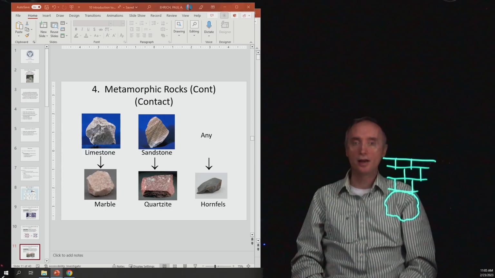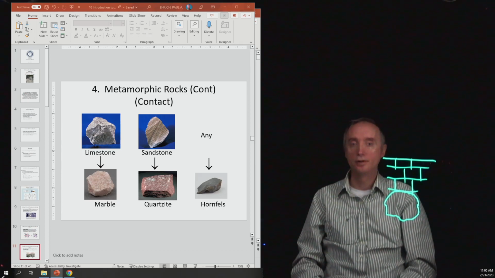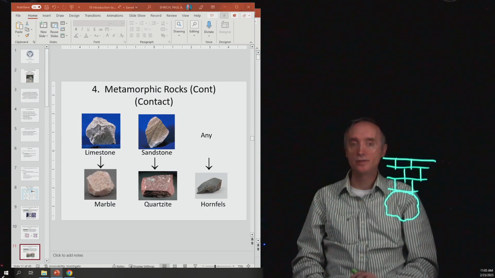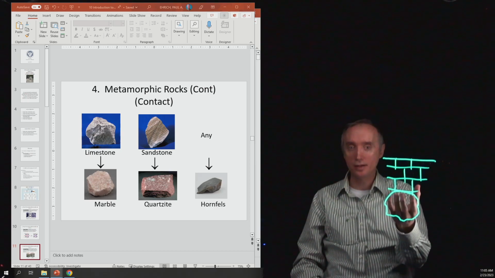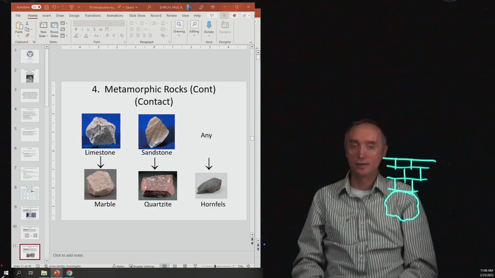Okay, then another kind of contact metamorphic rock is going to be called a hornfels. And so you notice that you can basically start with any kind of rock and then subject it to heat, and it can be transformed into a hornfels. And a hornfels, it's not very spectacular. It's just a blocky, greenish, blackish rock that is the product of basically any kind of rock when you subject it to contact metamorphism.